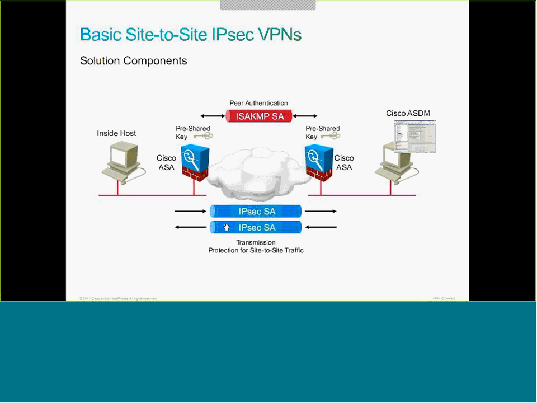As I was saying, the IPsec SA, the security association, is what is established between these two peers, so that all the traffic exiting out of this ASA will be encrypted across this particular cloud, and then decrypted on the other peer.